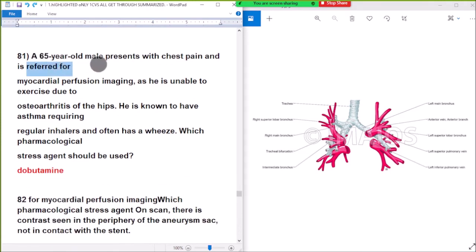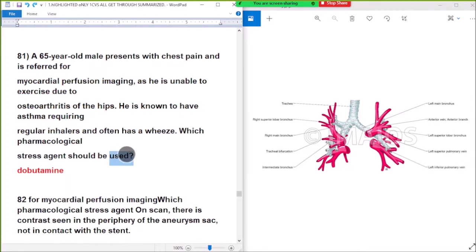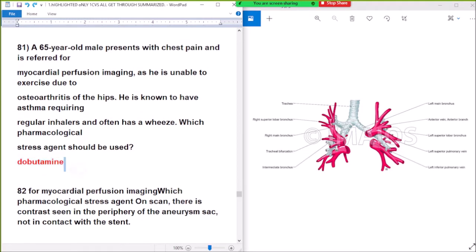81. 65-year-old male presents with chest pain and is referred for myocardial perfusion imaging, as he is unable to exercise due to osteoarthritis of his hips. He is known to have asthma requiring regular inhalers and often has wheeze. Which pharmacological agent should be used? Dobutamine. Adenosine is contraindicated in asthma patients. So in asthma patients, which stress agent should we give? Dobutamine.